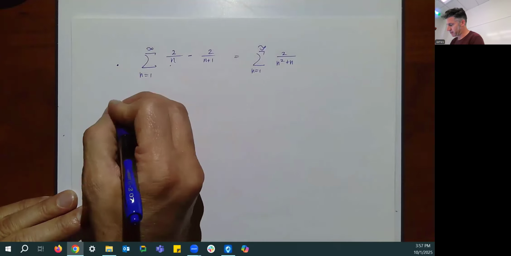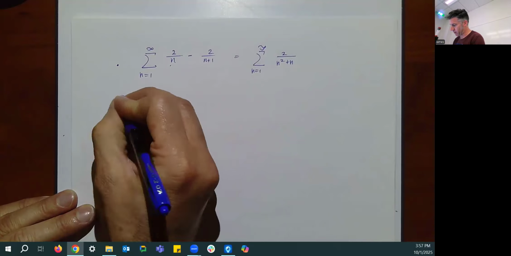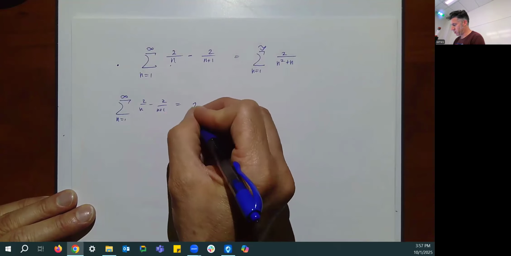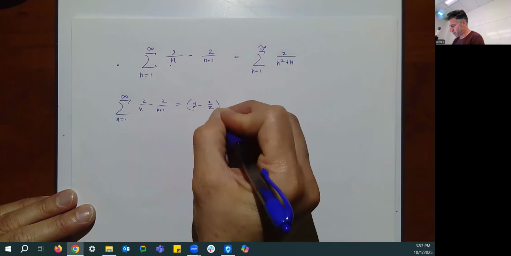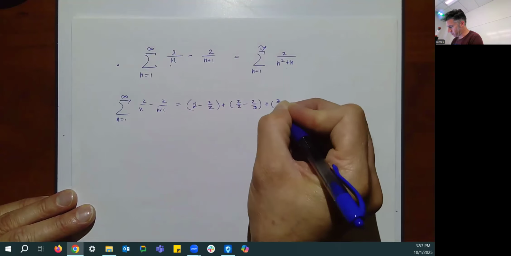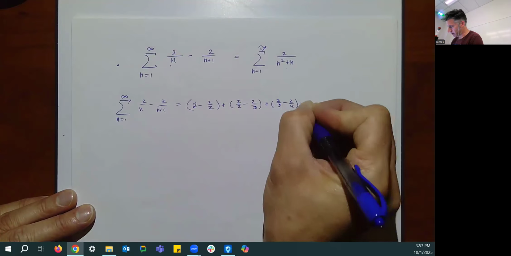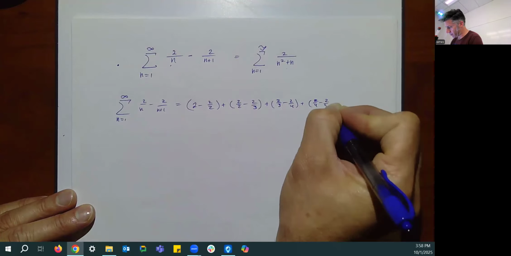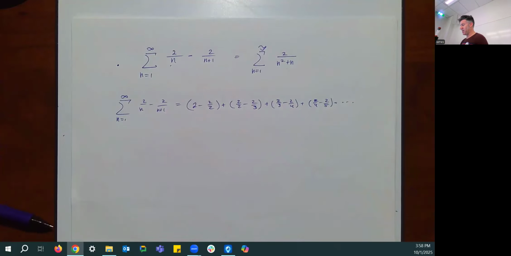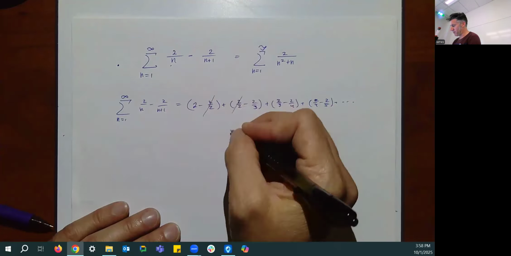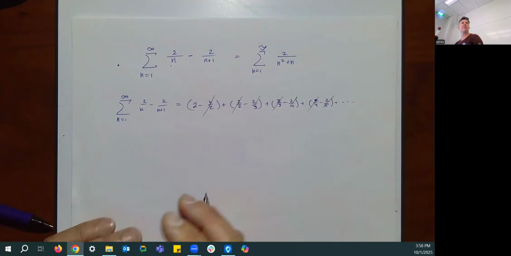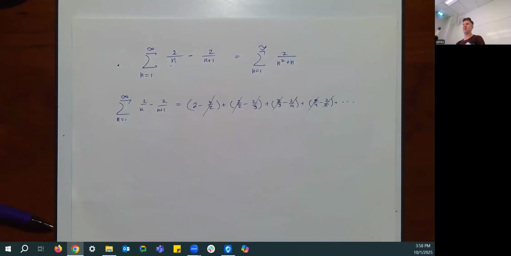We get this sum from n equals 1 to infinity of 2 over n minus 2 over n plus 1 is equal to 2 minus 2 over 2 plus 2 over 2 minus 2 over 3 plus 2 over 3 minus 2 over 4 plus 2 over 4 minus 2 over 5. And lots of things cancel. In fact, almost everything cancels. This cancels with that. This cancels with that. This cancels with that. This cancels with that. So it looks like it's going to end up being just 2.